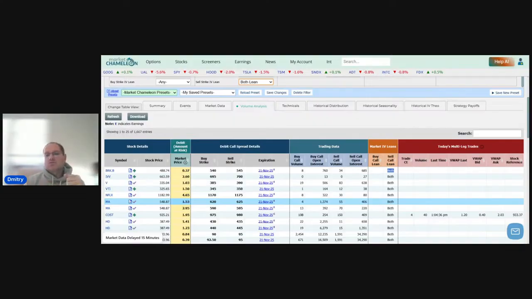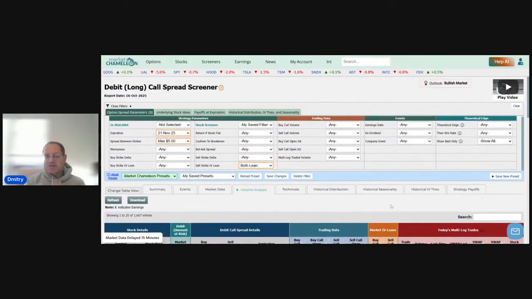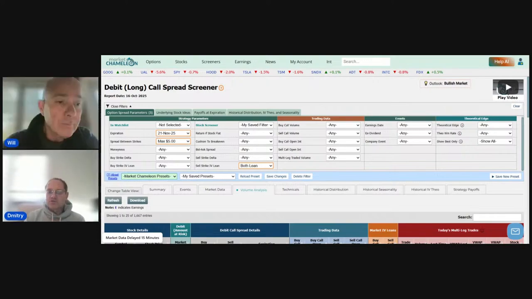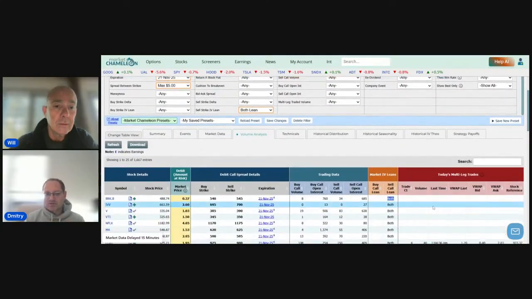Okay, so I'm going to stop right there. I think we covered a lot of these liquidity parameters for everyone to have a good idea.